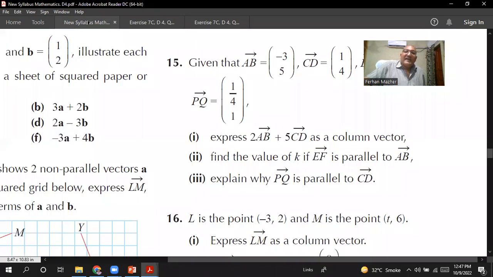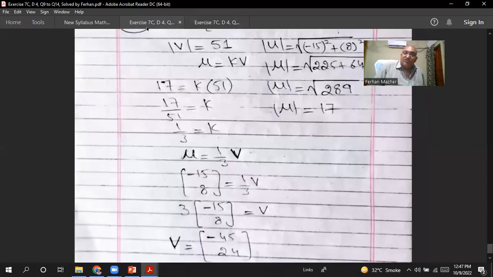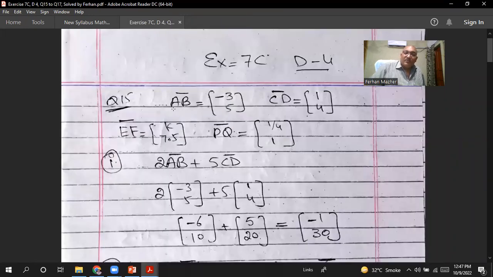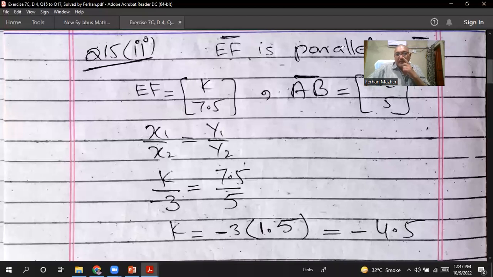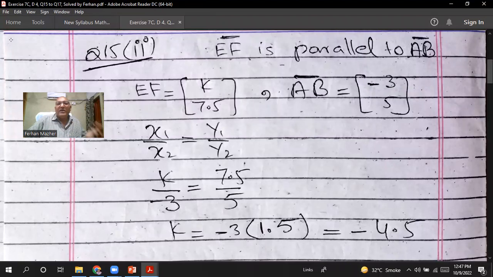Okay, the next thing they ask us to do is find the value of k if EF is parallel to AB. If those two column vectors are parallel to each other, then the ratio of x1 to x2 and the ratio of y1 to y2 will be the same.